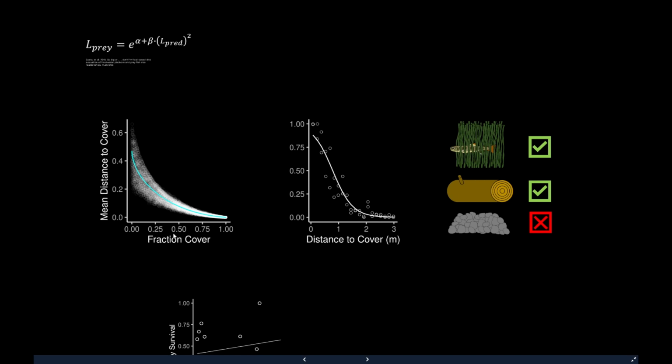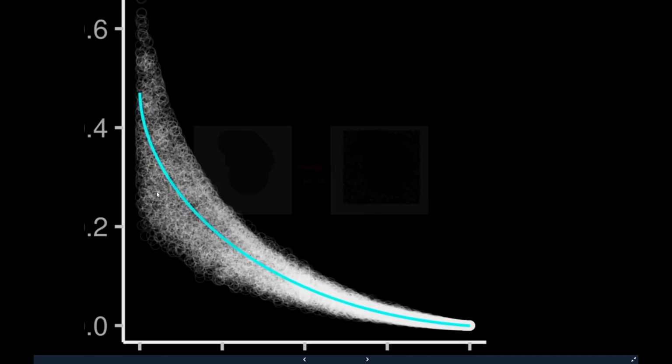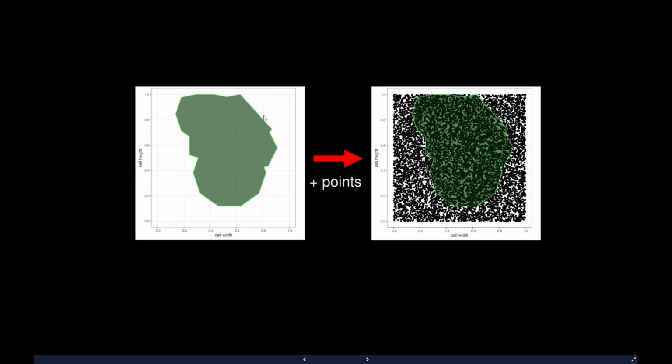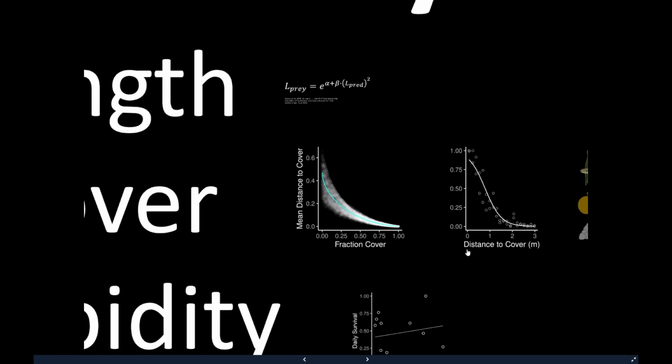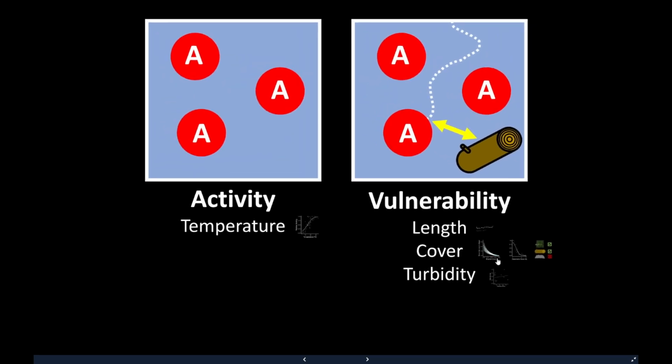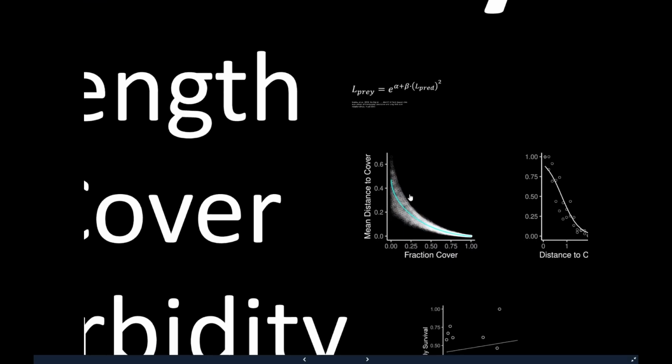You might have realized that what you input in the model is fraction of cover, and what parameterizes the effective cover for saving prey from predators is distance to cover. So we translated that by using this equation, which is simulated by taking a bunch of different fractional random shapes, putting them in a model and simulating the distance it takes to get to cover. That gets us that relationship right there, which is this regression.